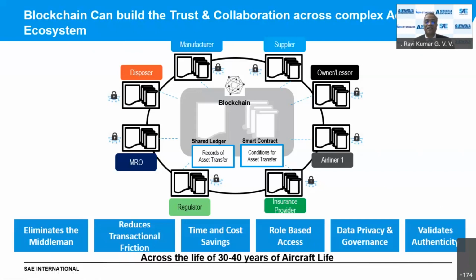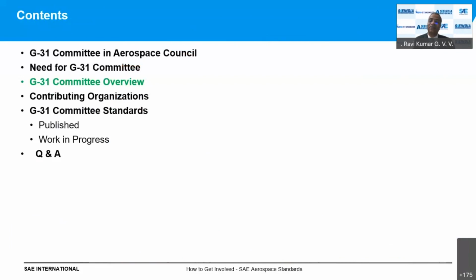Whatever data goes across, all the records of the asset transfer, can be put in a shared ledger. We can also use concepts like smart contracts to automate the process. This technology helps in eliminating the middleman, reducing transactional friction, saving time and cost, and it also helps in role-based access, data privacy, and authenticity. So that's the overall technology landscape we have looked at, and that is the need that was there to create this technical committee.